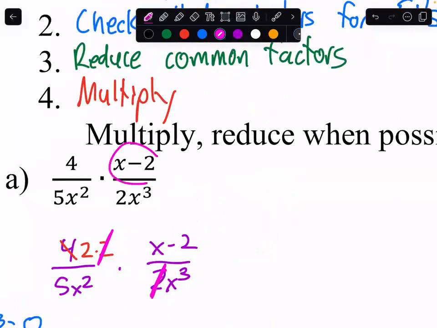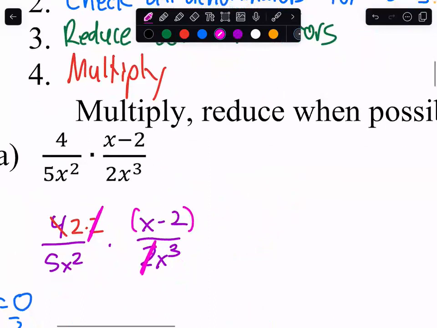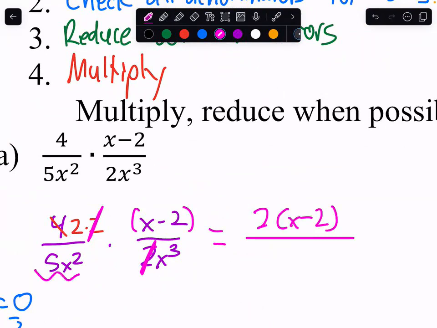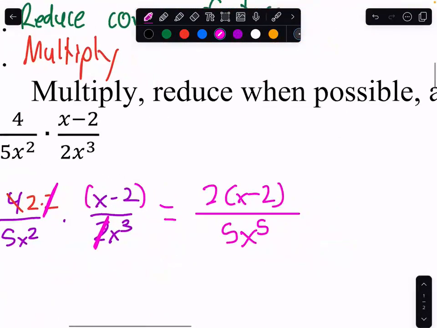And even though there's no parentheses drawn here, this numerator is treated as one unit. So I'm going to put parentheses around it. What we're left with in the numerator is 2 times parentheses x minus 2. And in the denominator, 5x squared times x cubed, that would be 5x to the 5th power. Okay, so this is fine. You can stop right here. I guess if you wanted to distribute out the numerator, you could, but this is good enough.